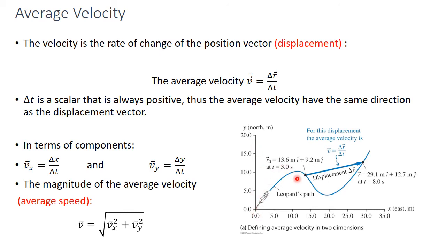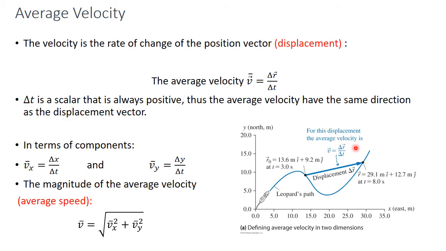The blue line indicates the path that the leopard takes, the motion of the leopard, or what we call the trajectory of motion. If we take an initial point here, at t equal to 0 or t1, this is r0, and then we have r, which is r final. The displacement vector is the line from r initial to r final. Then the average velocity is delta r over delta t. It's a vector, it has the same direction as delta r.